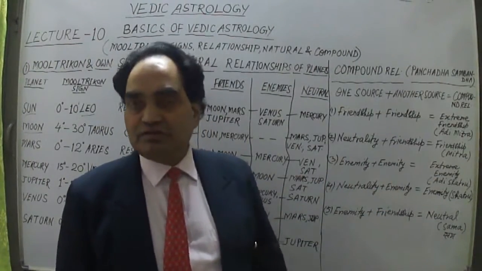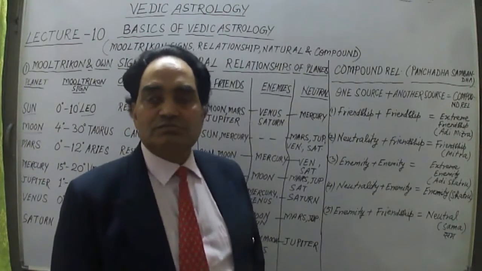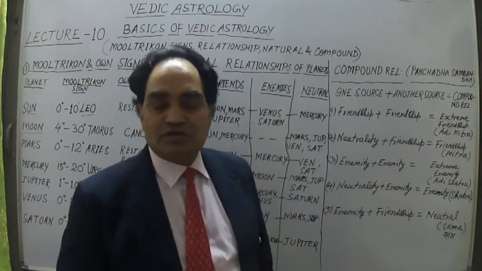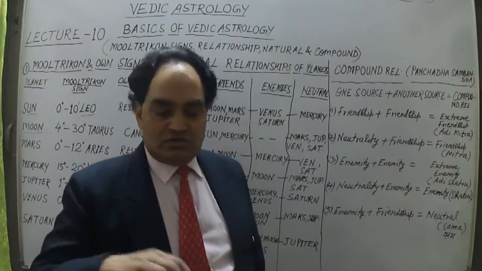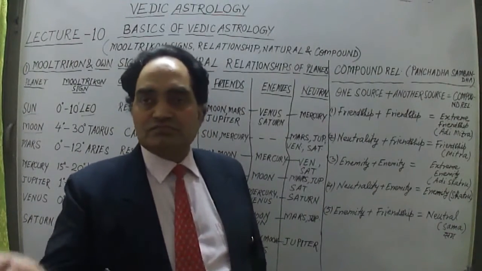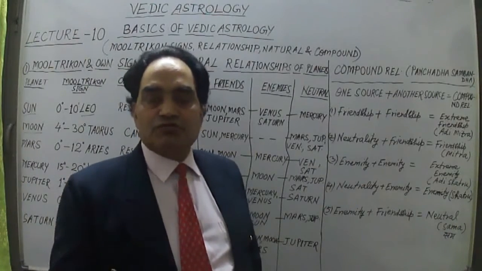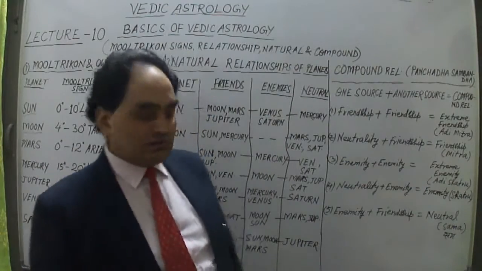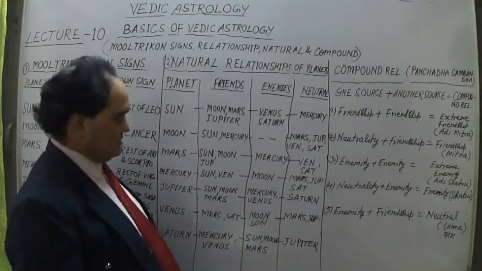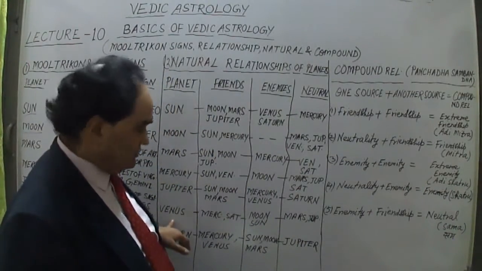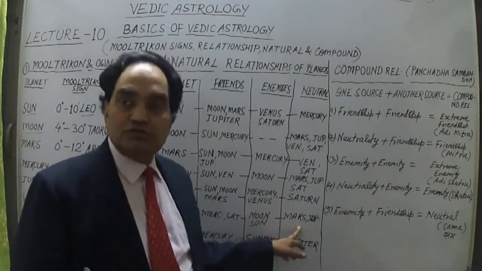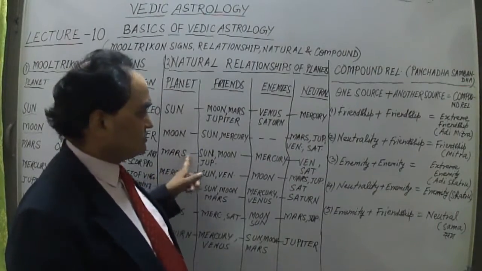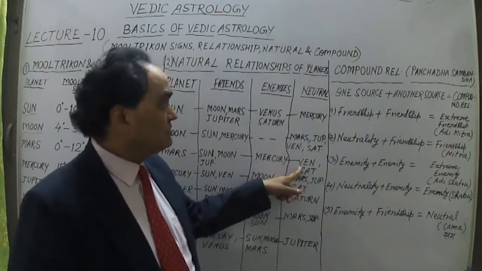Sama is a Hindi and Sanskrit word. Sama means equal, same. They have no relationship, neither enemy nor friend. So they are neutral. So those two planets are neutral. For example, let me take Venus and Mars. Mars is neutral for Venus, right? For Mars, Venus is neutral.